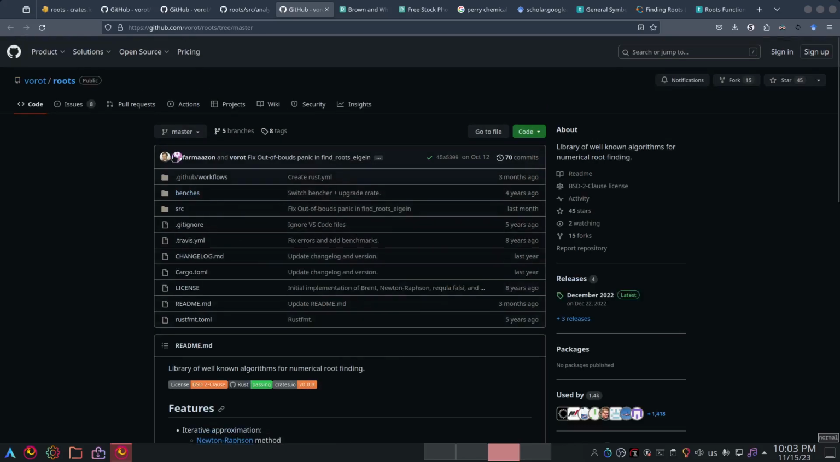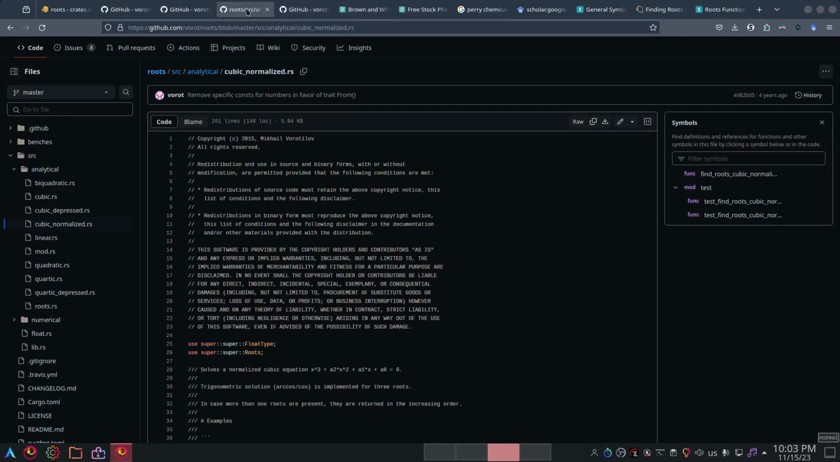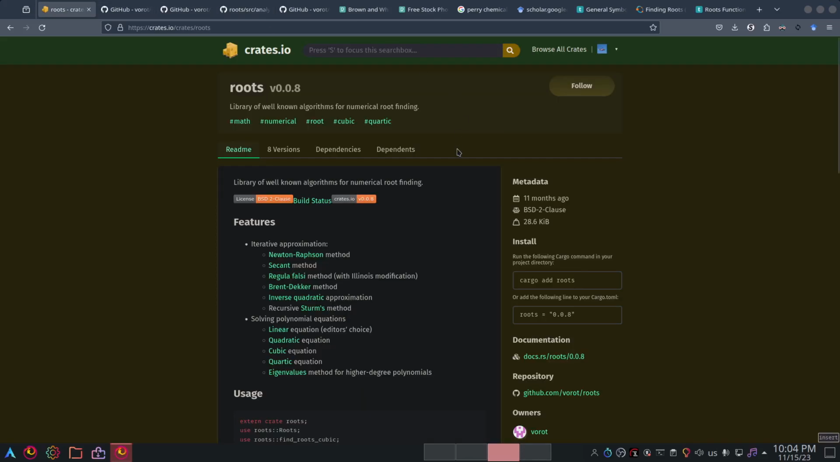So credit to Vorotilov. If you look at it, it's Mikhail, I think, Vorotilov. Sounds Russian, but yes, this person has kindly given us the code for use. So this is one of the things we can find in Rust, these root finding algorithms.